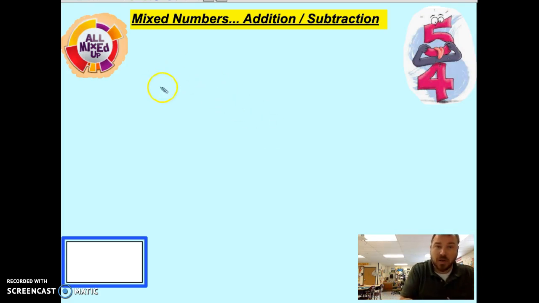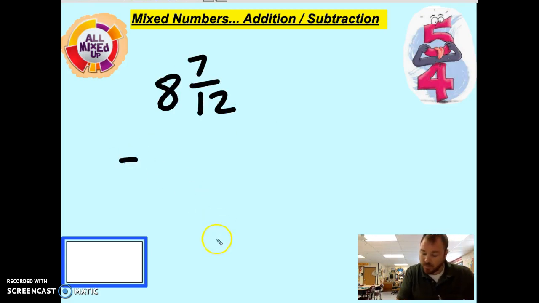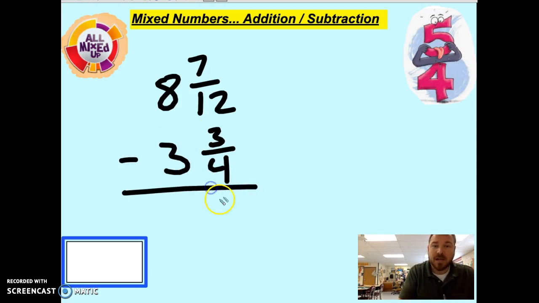8 and 7/12 minus 3 and 3/4. Again, this time I'm electing not to use the rectangular fraction model, just to find that common denominator of 12 and 4. Oftentimes, the least common denominator happens to be one of the denominators we have in our problem. So I'm going to just leave that 12 alone up here and just change my 4 to a 12. Times 3, I have 9/12.